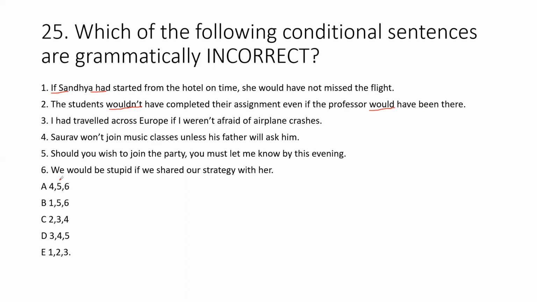And if I look at option 2 being incorrect, so A goes out, B goes out, and D goes out. And since 1 is correct, so E also goes out. The best available option would be option C. Similarly, if you look at 3, I had traveled across the Europe if I weren't afraid of aeroplane crashes. So the correct one would be I would have traveled. It cannot be had traveled. It should be I would have traveled across Europe.